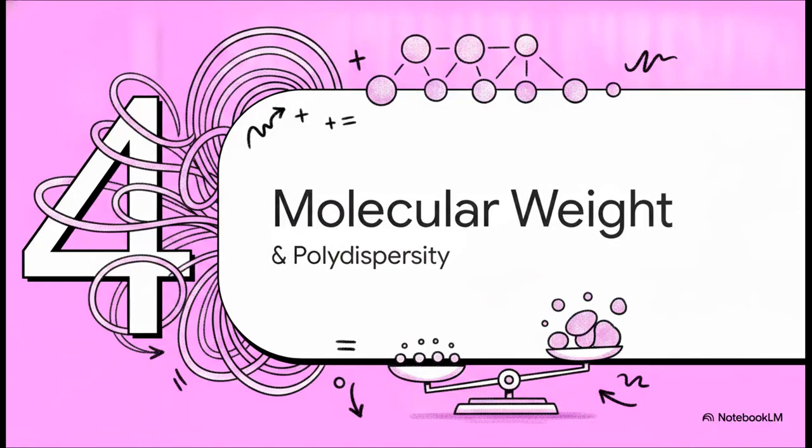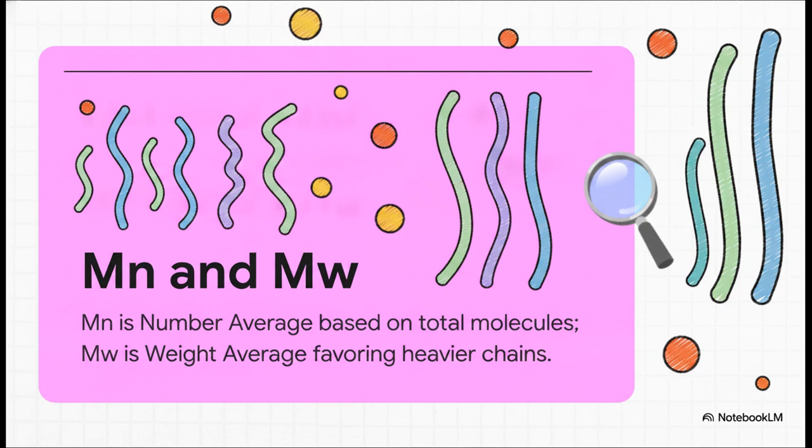Next up is Section 4, Molecular Weight and Polydispersity. Let's look at the math behind this, but we'll keep it totally focused on the practical engineering side. When you manufacture polymers, the chains don't all come out the exact same length. It's a massive mix, so we use two different averages to figure out what we're working with.